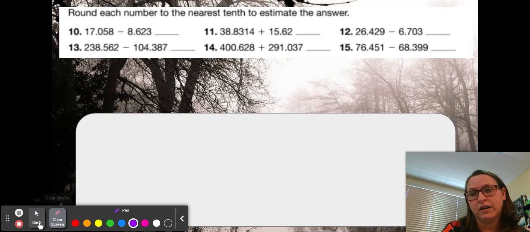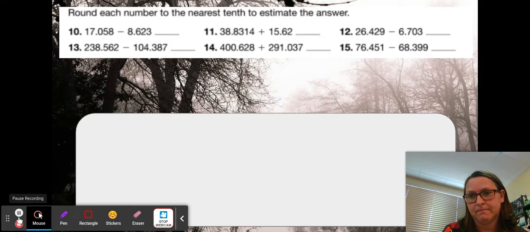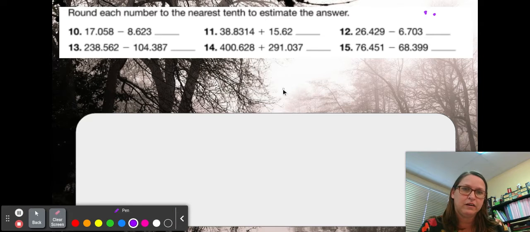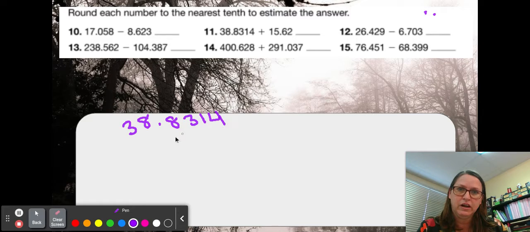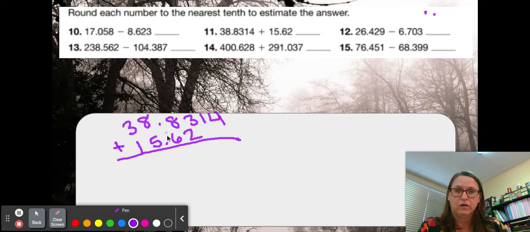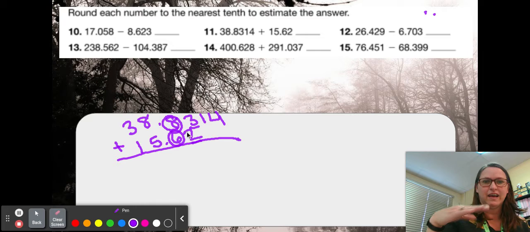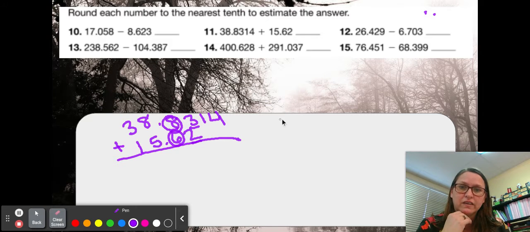We are now going to do number 11. For number 11, I'm going to write down 38.8314, and I'm going to do 15.62. Now I have to line up my decimals. So I've got them lined up, and next thing I'm going to do is circle my number in the tenths place. So 6 and 8, and I'm going to look at the number next door. So 3 tells me that I let the 8 stay the same. So 38.8 is what that becomes.